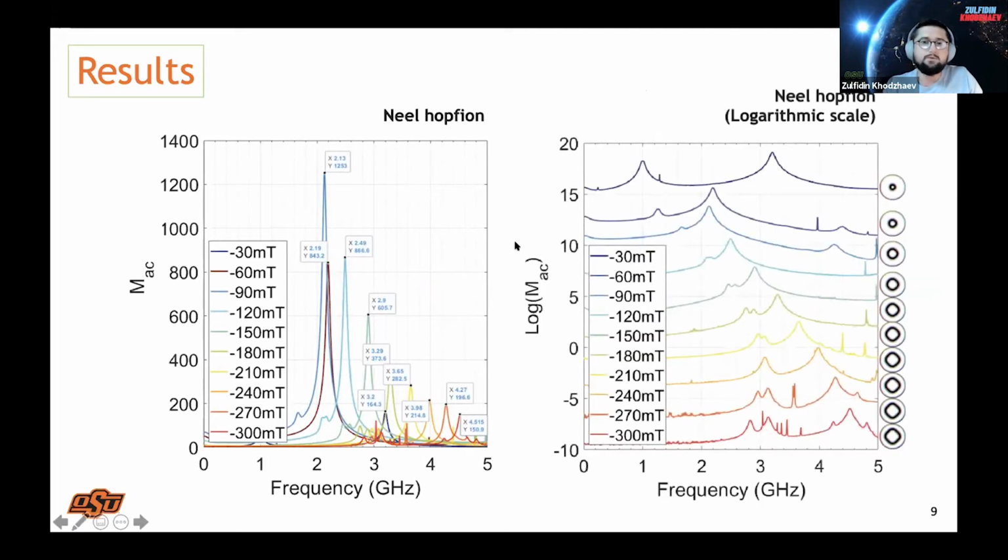Now, just to show you more of the frequency profile of the Néel Hopfion. Remember, I was showing you the logarithmic scale, so just to show you how it looks without the logarithmic scale. As you can see, the amplitudes are actually much higher, right? And it goes down. And you can clearly see the shift to the right whenever you increase the magnetic fields. So it's the same as for the Bloch Hopfion. Whenever we increased the magnetic fields, we saw the amplitude shift to the right.